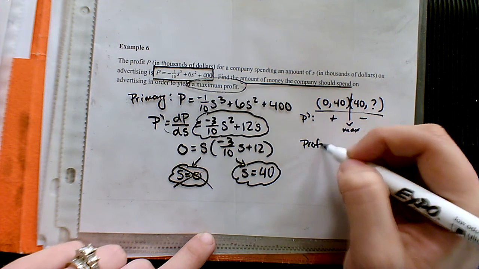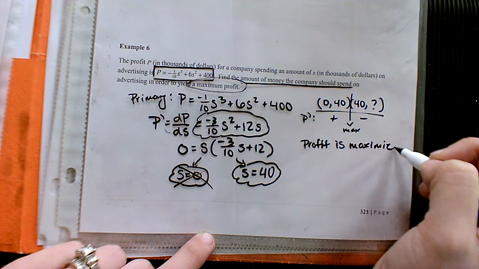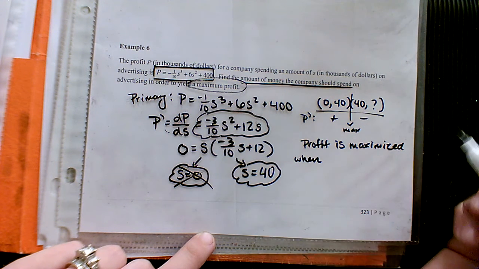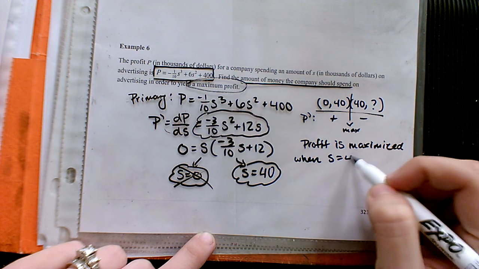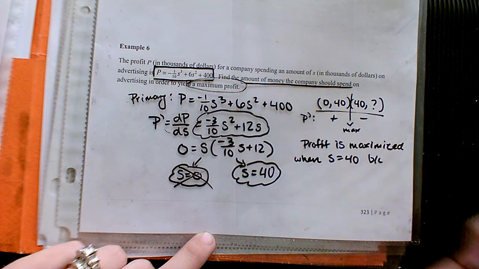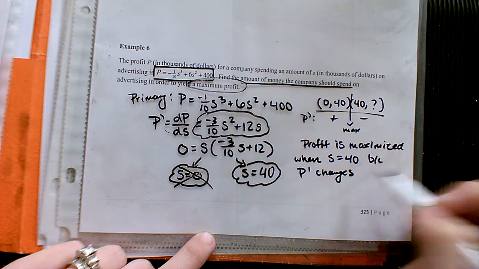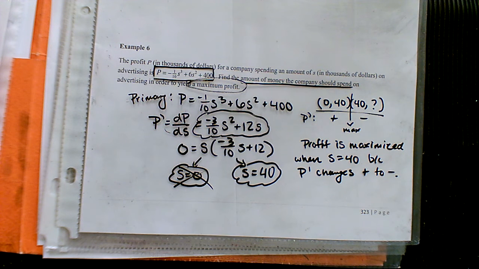We will say profit is maximized when S equals 40 because the derivative of profit changes from positive to negative. Are we done?